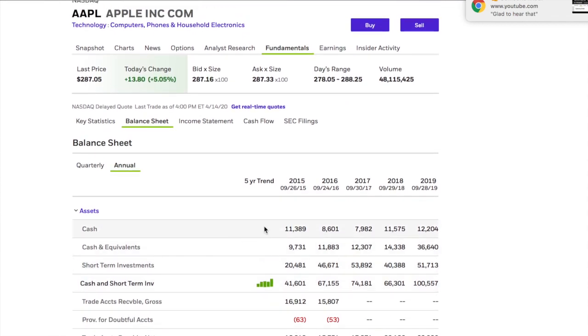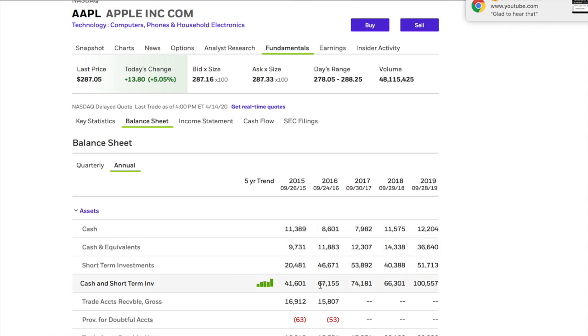Right here, you're going to look at the assets. You see how much cash the company has. You're going to get the last 5 years, from 2015 to 2019. They're going to give you the last 5 years here on Etrade.